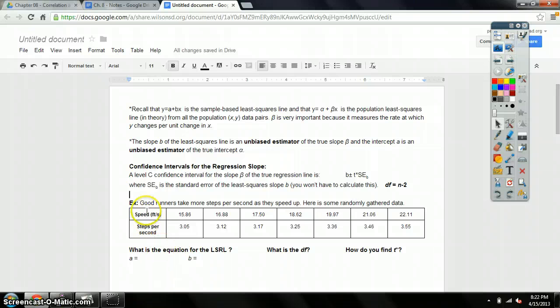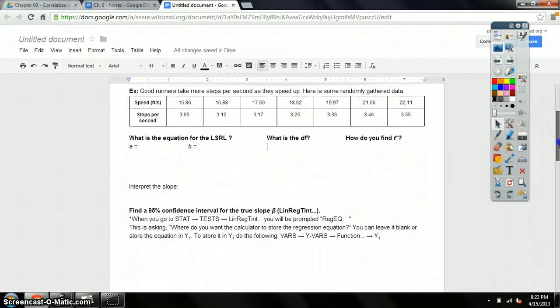So if we're looking at this problem here, it says good runners take more steps per second as they speed up. Here's some randomly gathered data. So we have 1, 2, 3, 4, 5, 6, 7. So that means if we're looking here at our degrees of freedom, it's going to be n minus 2. So in this problem, that's 7 minus 2, which means that our degrees of freedom are equal to 5.